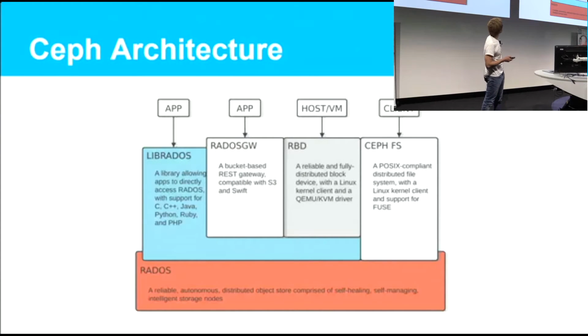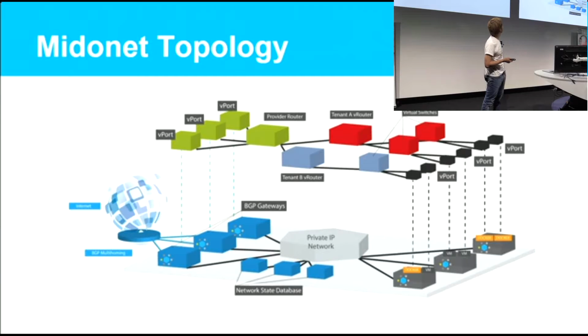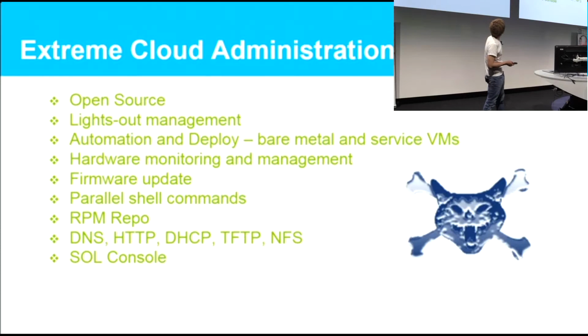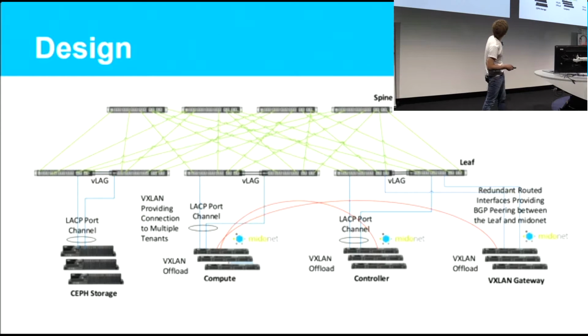Anyway, that's the description of Midonet technology, what it does and how it's used. And this is the Ceph architecture, which I guess all of you are pretty familiar with, so I'm not going into details. And that's the stuff they used for management: the Extreme Cloud Administration Toolkit, called xCAT, which is open source and can do firmware updates and so on. And the design is basically the same thing.